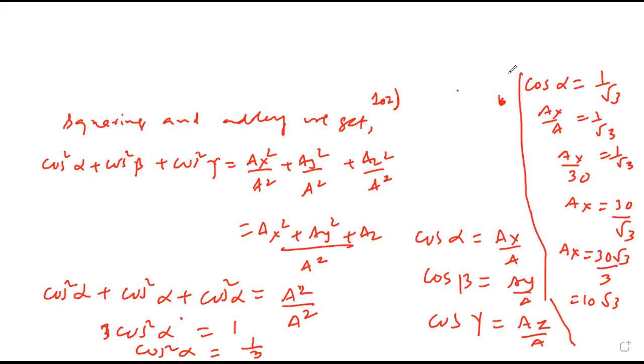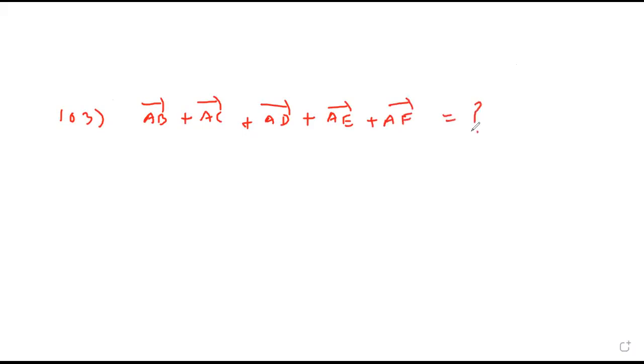Then question 103. Show that if ABCDEF is a regular hexagon, the value of AB vector plus AC vector plus AD vector plus AE vector plus AF vector will be how much? The diagram is given.